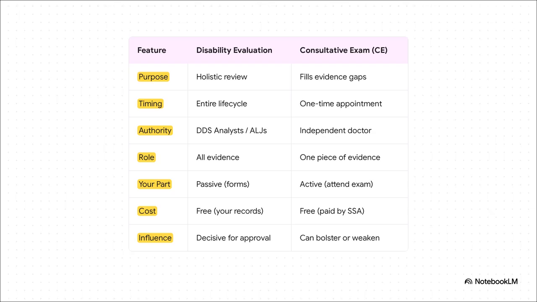This table really breaks it all down, but let's zero in on the 3 that matter most. First, look at purpose. The evaluation is the whole story, while the CE is just filling in a single missing page. Next, timing. The evaluation is ongoing. It lasts the entire life of the claim, but a CE is just a one-time, brief appointment. And finally, influence. The overall evaluation is what gets you approved. A CE is just one piece of evidence. It can be important, sure, but it's rarely the single thing that makes or breaks a case.